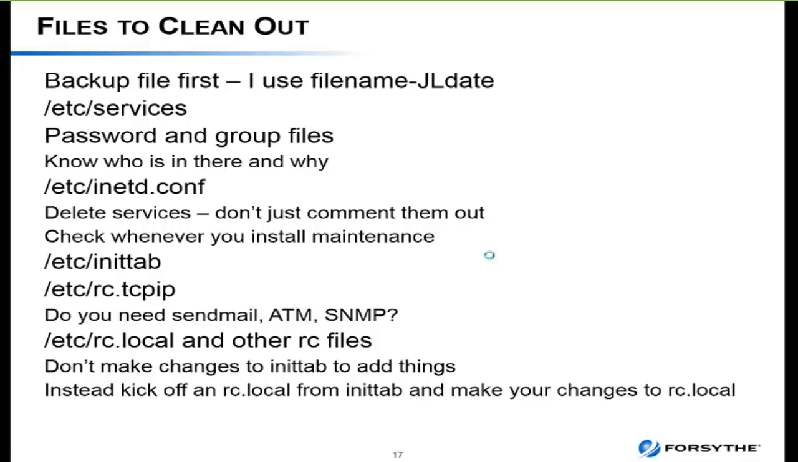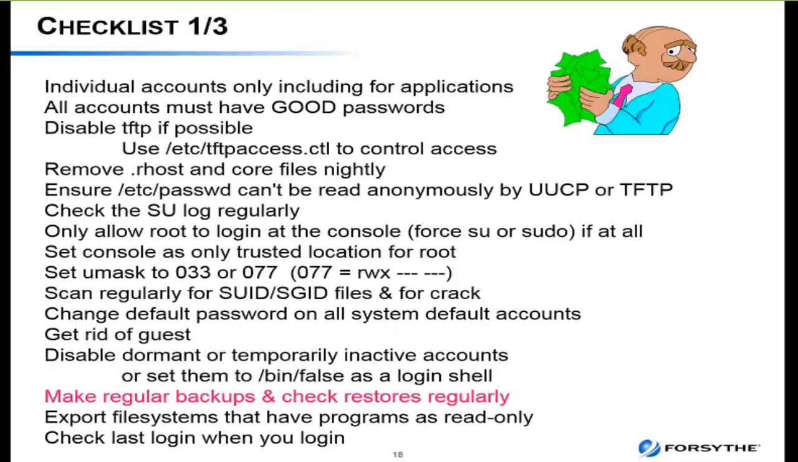I also check what I have in /etc/rc.local. I do not normally add customizations where I add things to inittab. Instead, I add a tab down the bottom, which is a run level 2:1, and I have it execute /etc/rc.local. Then I put my things that I want to add in there. I'm not going to go through these checklists in great detail. I have 3 pages of checklists of things that I go through and I double check when I'm doing security scans.